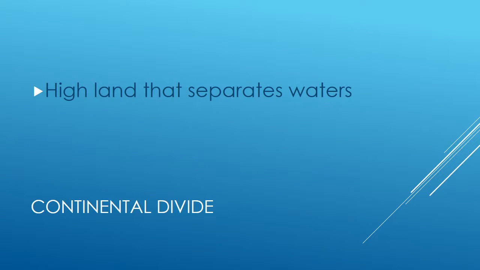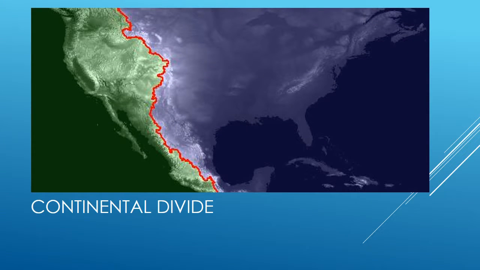All right, our next word is called continental divide. High land that separates waters. You're like, wait a minute, that's kind of weird. Well, look at this map. So the red line is the continental divide. It's in the Rocky Mountains.